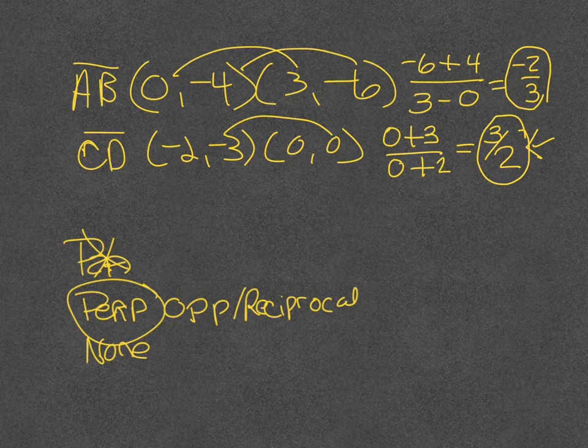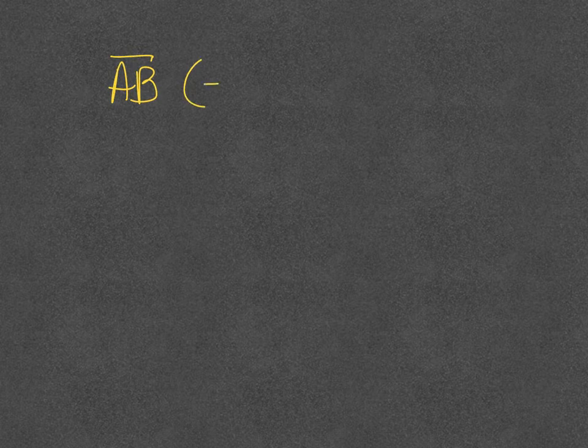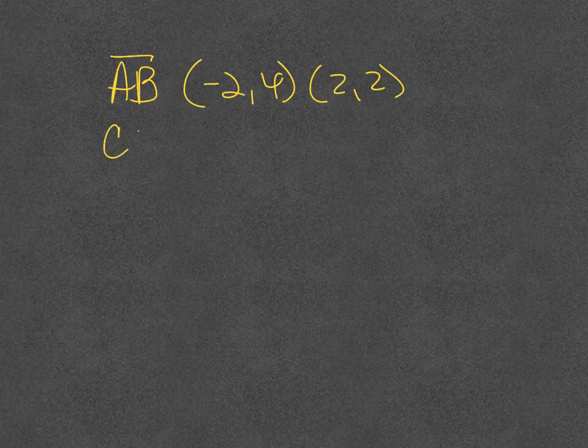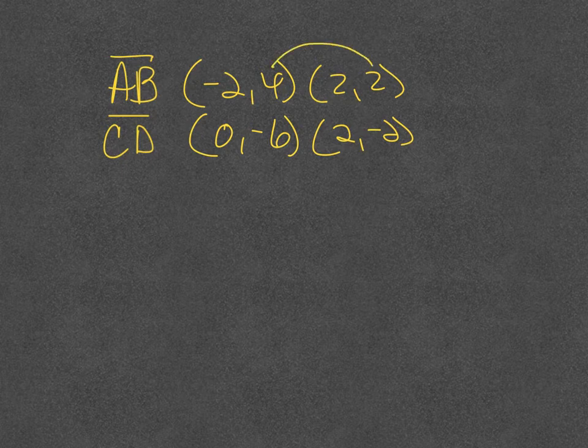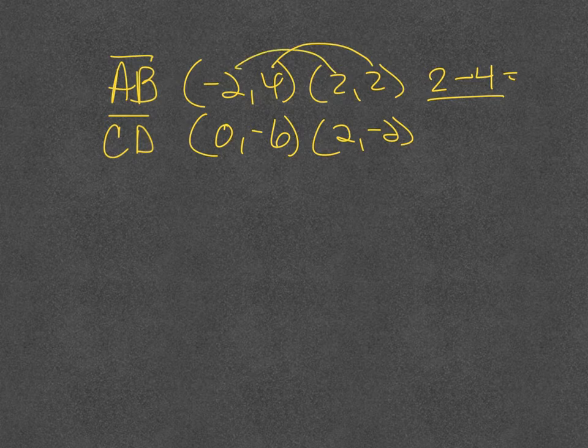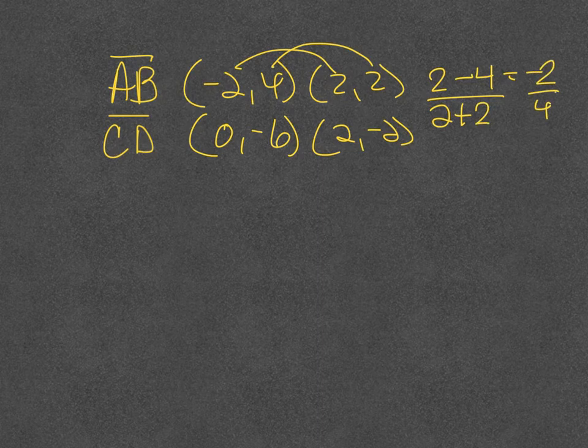Let's try another. Okay, line AB is negative 2, 4, and 2, 2. Line CD is 0, negative 6, and 2, negative 2. So we find our slopes. The difference in my y's is 2 minus 4, over the difference in my x's, 2 minus negative 2.